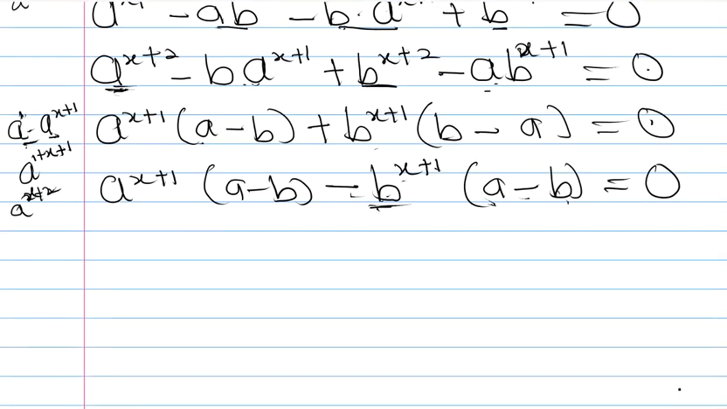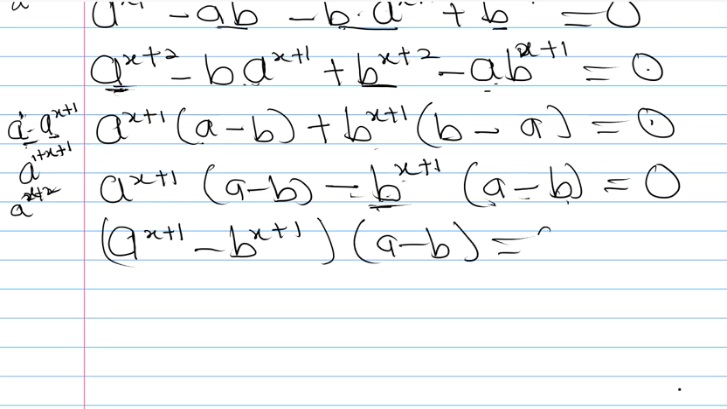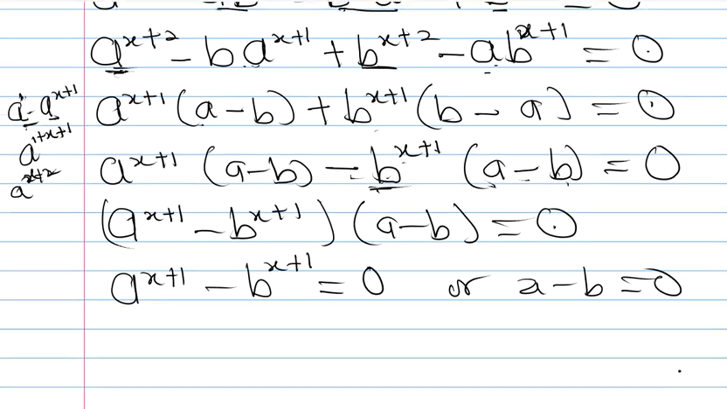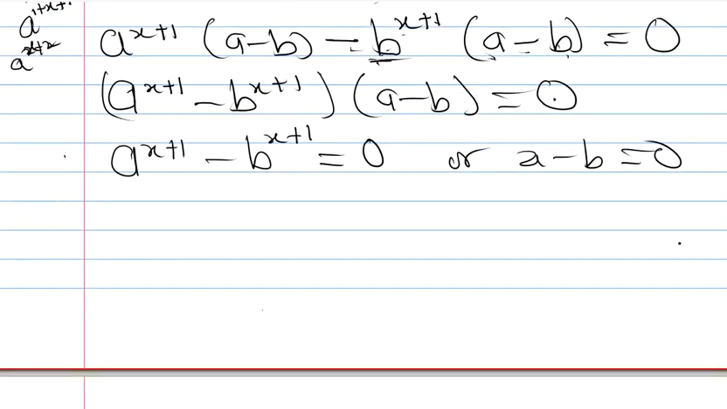Now let me collect the like terms. I can have a raised power x plus 1 minus b raised power x plus 1, right, into a minus b equal to 0. Here I can see a raised power x plus 1 minus b raised power x plus 1 equal to 0, or a minus b equal to 0. So let me deal with this one only. Let's work with this one.